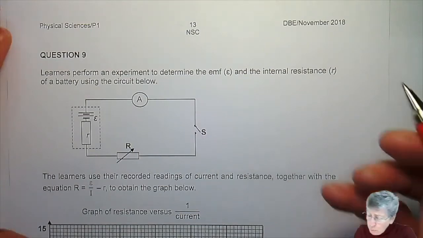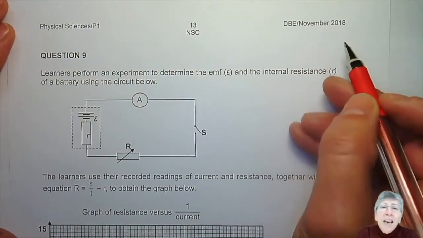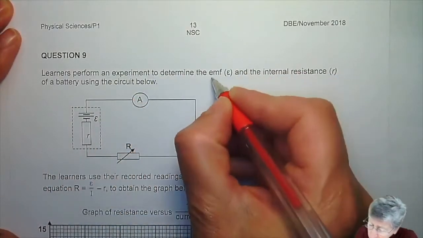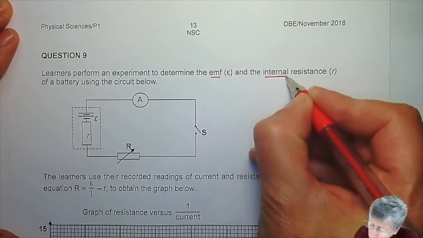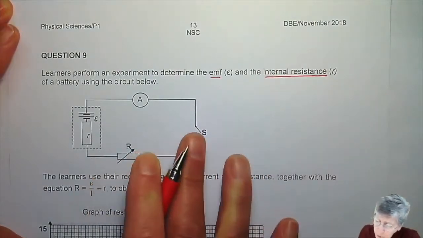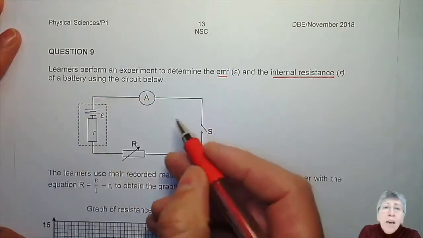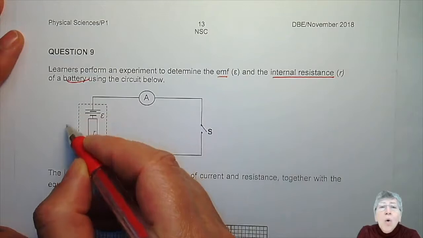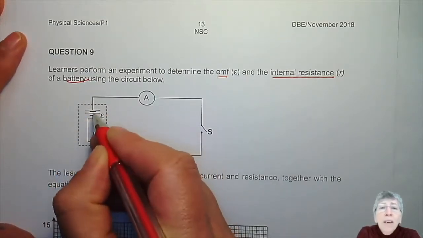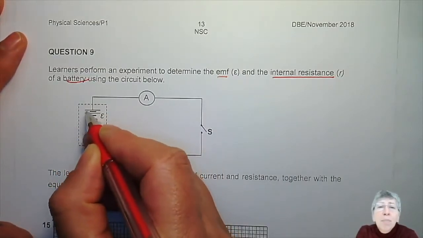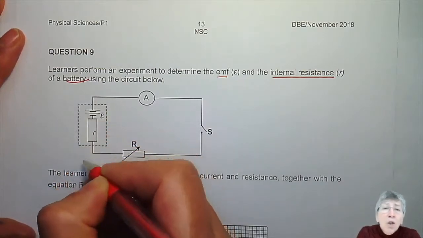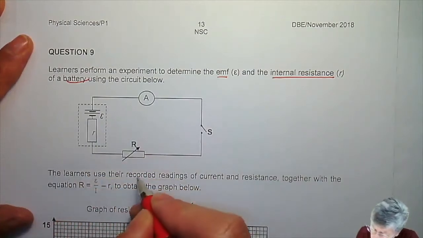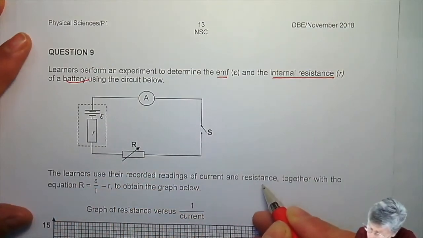Now, if you look at this question, we're looking at November 2018, first one. The learners perform an experiment to determine the EMF and the internal resistance of a battery using the circuit below. Remember that word battery, that's the word we use for all the cells combined. One cell will be represented by that long and that short line, but together they are called a battery.